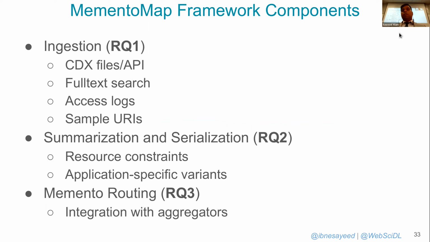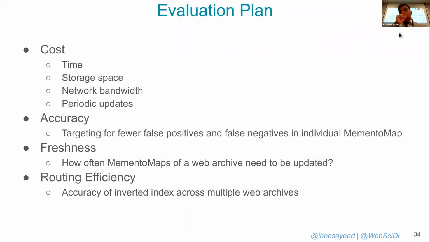The second one will talk about the resource constraints, like how much storage is needed and/or transfer bandwidth, and application specific level of details in profiles, and how much time it will take to generate these profiles, that kind of thing. And in memento routing, we'll talk about the integration part of it, like how aggregators are going to consume these memento maps. For evaluation, we'll look into the cost, accuracy, freshness, and routing efficiency.